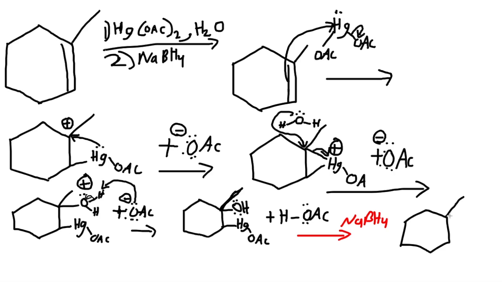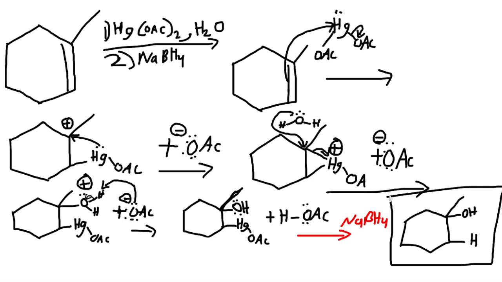One product, we still have the OH, and we also have the hydrogen now instead of the mercury. This makes sense because the hydrogen is on the carbon that has the least amount of substituents. OH is on the carbon that has the most amount of substituents. And so this is our product for this mechanism that we drew.